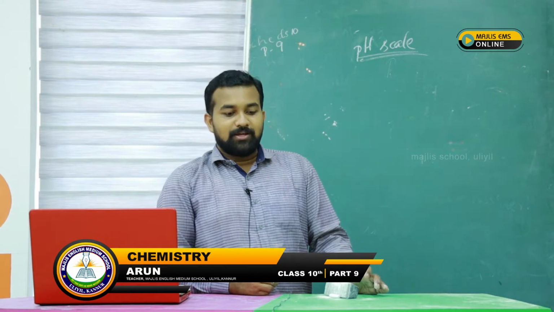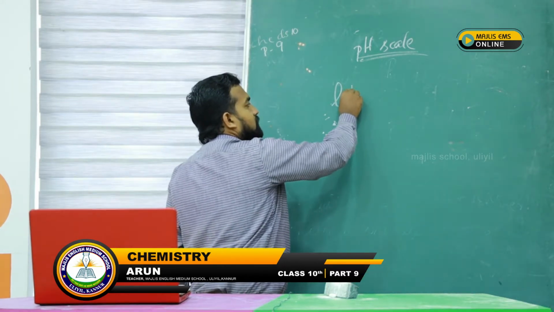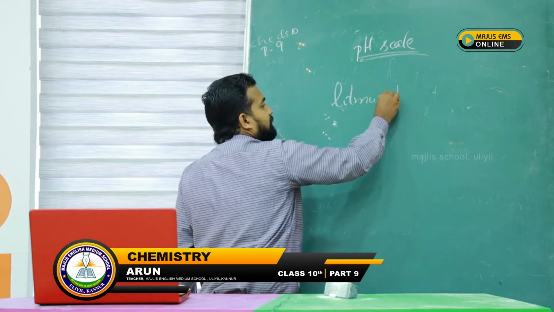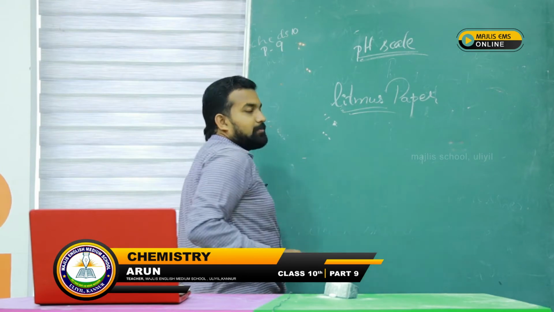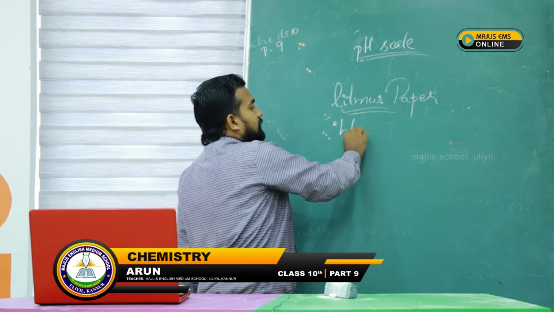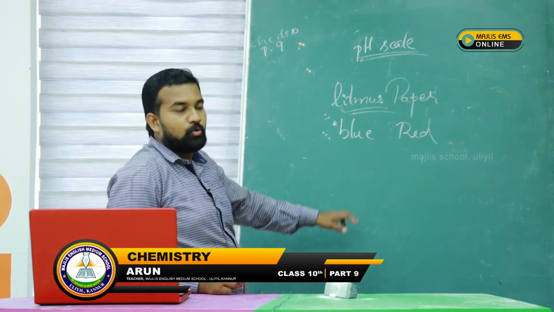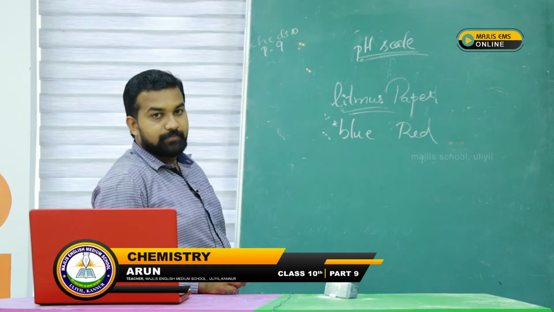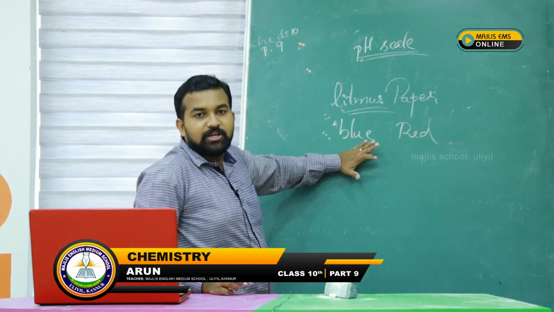Okay. For that, in lower classes maybe you have studied about litmus paper. Have you heard of litmus paper? I hope you have. There are two types of litmus paper, blue colored and red colored. So, this blue colored litmus paper, what will it do?